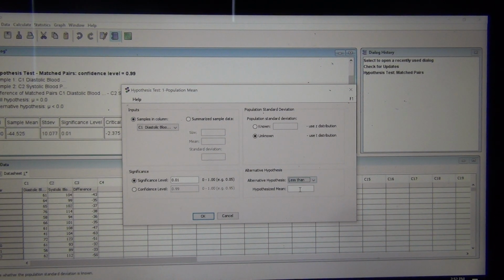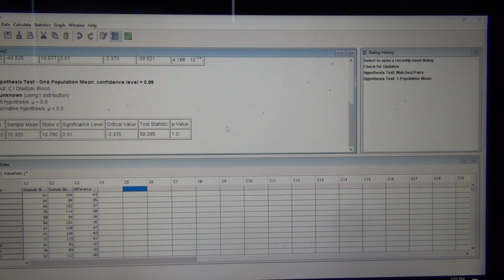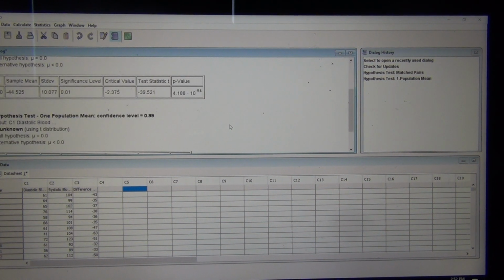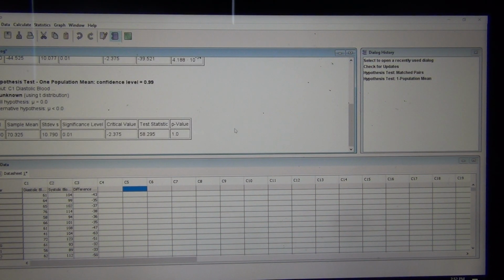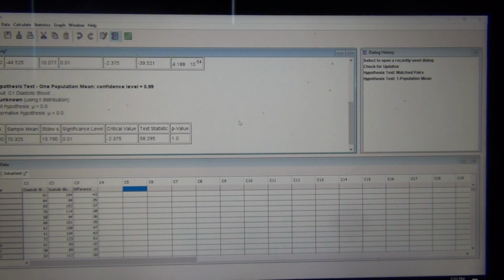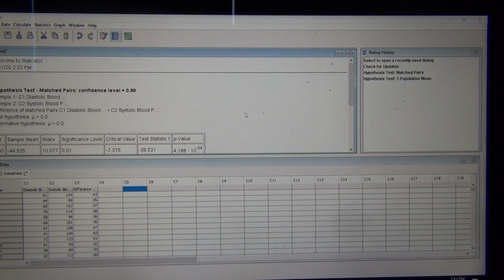So I'm going to click less than hypothesized mean. I'm going to go ahead and put in zero because I'm measuring the differences. And notice, again, I would get, let's see, what did I do? Well, it looks like I put something in backwards here.